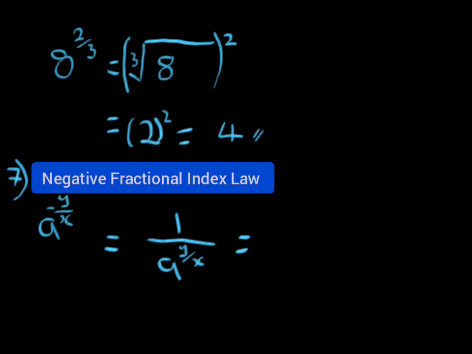Remember the previous law we spoke about, we said the x at the denominator becomes your root, and your y at the numerator becomes your power. So this gives us, in the aftermath, 1 over the x root of a raised to power y. So that's what we have in the aftermath.